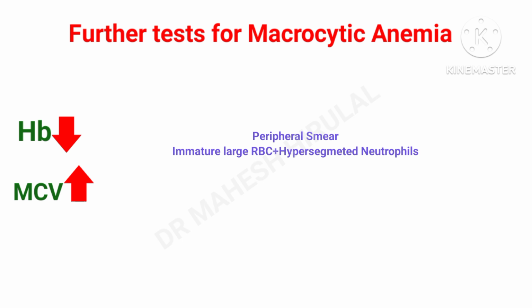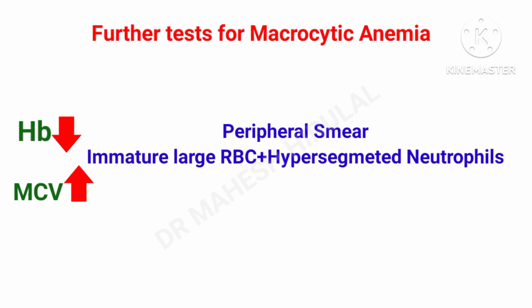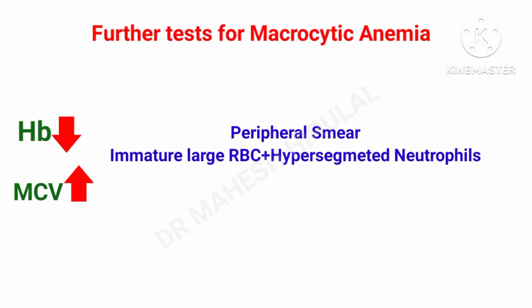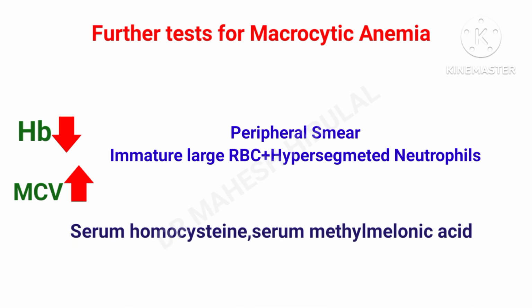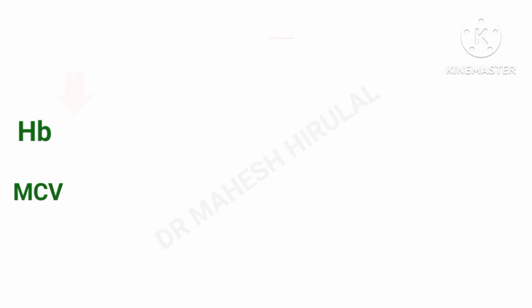The peripheral smear is used to differentiate megaloblastic and non-megaloblastic anemia. In megaloblastic anemia, immature large RBCs with hypersegmented neutrophils are seen. Serum homocysteine and serum methylmalonic acid tests are used to differentiate between vitamin B12 deficiency and folate deficiency.